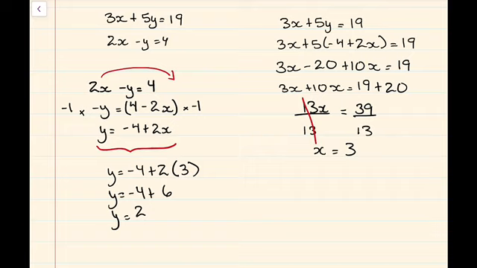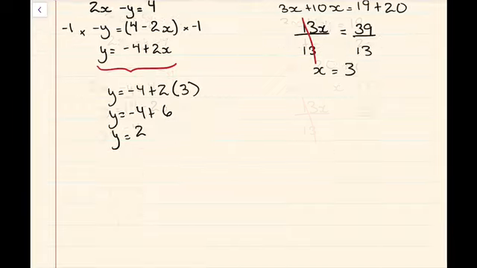So now we can quickly check to see if our answers are correct by just plugging in the values into any of the original equations. So let's just use the first equation. Okay, so let's just use the original equation to check.